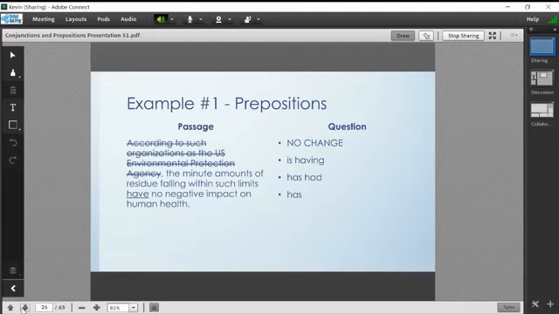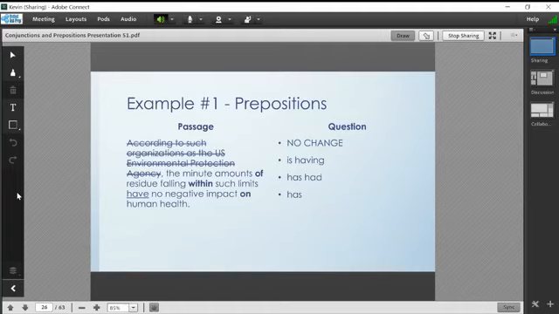First off, I want to get rid of that phrase "beforehand," because that's just there to confuse you. The prepositions that we have in this case are "of," "within," and "on." These create prepositional phrases. We have that word "of": "residue," "falling" describes the residue, "within such limits," and then "on human health."